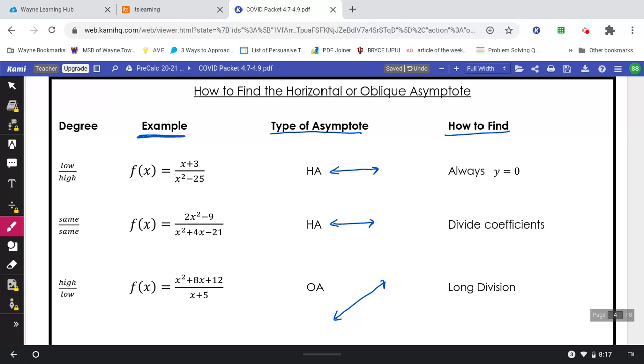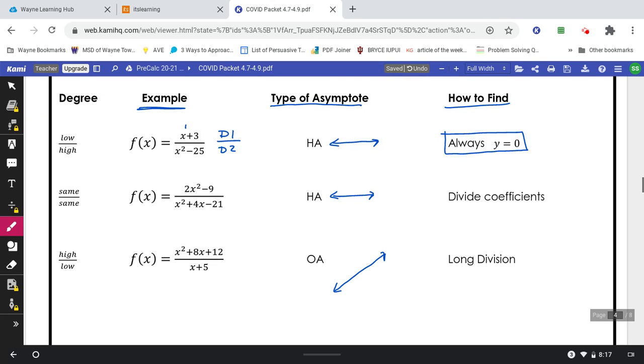The degree, if you have a low degree, meaning the exponent, at the top and a higher degree at the bottom, for example, you have x to the first compared to x to the second. So you have a degree 1 over a degree 2. 1 is low, 2 is high. That gives you a horizontal asymptote, and your answer is always y equals 0. Regardless of what the numbers are, if you have a low over high, it's automatically y equals 0. Those are my favorite to do because they require the least amount of work.